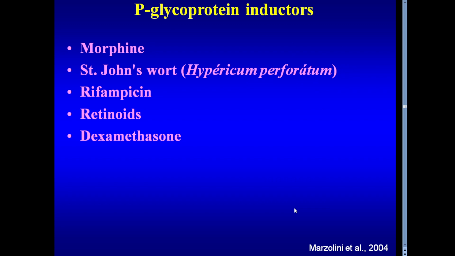Inductors or activators of P-glycoprotein include morphine, St. John's wort, this is drug plant, Latin name Hypericum perforatum, rifampicin, retinoids, dexamethasone. These drugs activate P-glycoprotein.